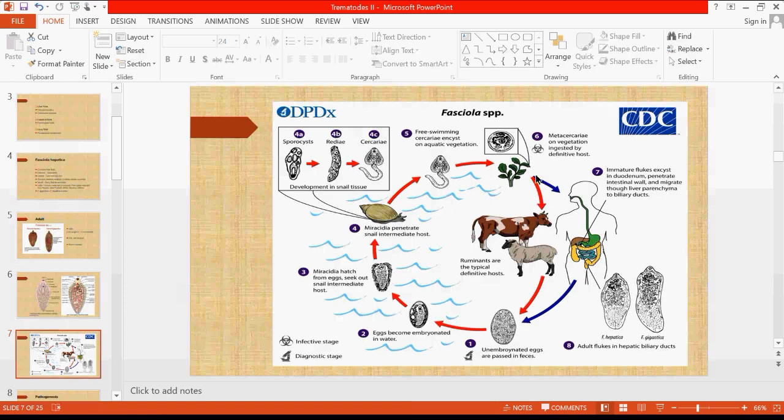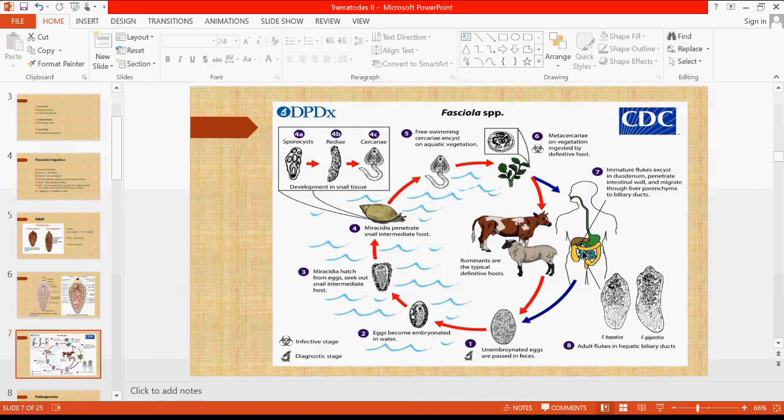So after ingestion, the metacercariae reach the hepatic parenchyma, reside there, and change their morphology to the adult form, which takes around 9 weeks. Then once they are present there, they start laying eggs. Okay, so they start laying unembryonated eggs, which travel to the hepatic duct, the bile duct, and into the duodenum.